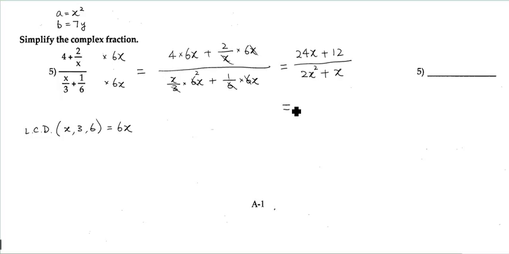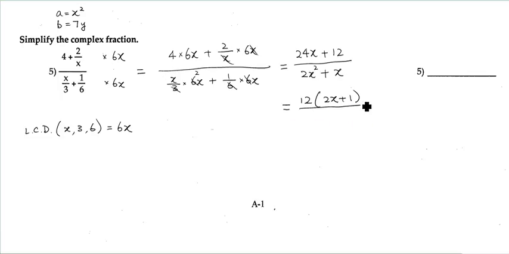I have the 24 on the top, I have a 2 in the bottom. Can I reduce them? Can I say 2 goes into 24 12 times? No, we cannot. We have a plus in between. It's the whole numerator divided by the whole denominator. So how can I simplify that? I need to factor at the top. What can go into both terms? 12. So the leftover would be 2x plus 1.